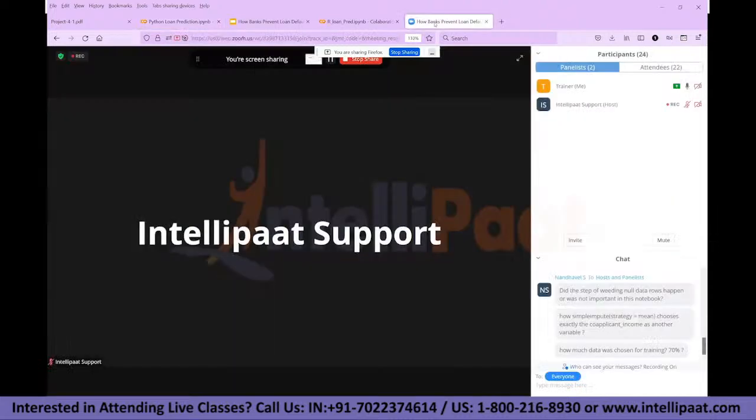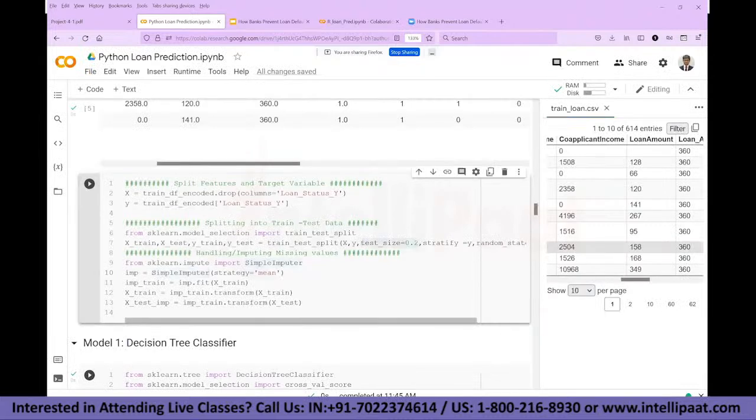Then how much data was chosen for training? Like I said, we are using a test size of 0.2. When the test size is 0.2, that is 20%. That means 80% of the data set is used for training. If it's 0.3, that means 30% test size, so 70% of the data is used for training. So in this case it is 80%.